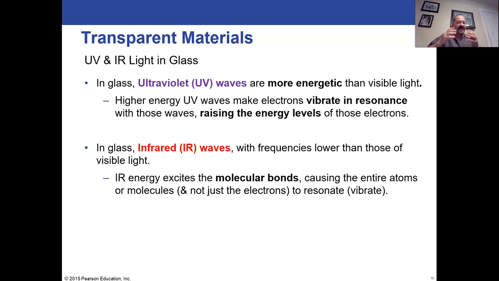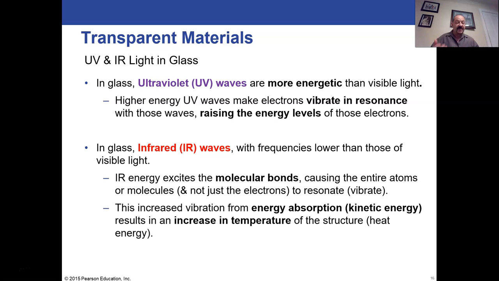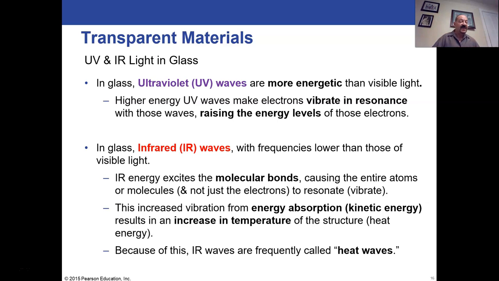So the infrared can start vibrating and resonating with bigger parts of this, and it starts making the whole atoms and the molecules that it's part of within the glass vibrate. That vibration is essentially kinetic energy, which is the internal energy of the system, which means it will increase in temperature. So infrared light essentially makes glass warm up. It doesn't get through either, but for a different reason than UV. And because of this, infrared light is frequently called heat waves.